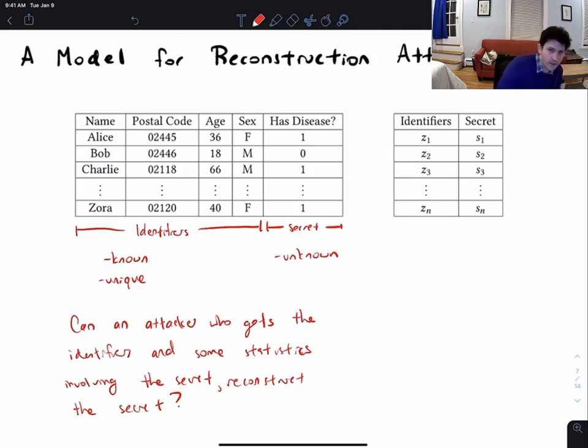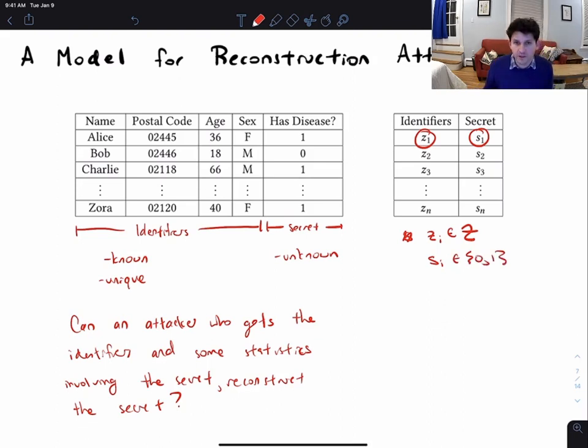So we want a simple model where we can strip away some of the complexity. What we're going to do is think of the database as having n rows, and each row is just going to have two parts. It's going to have the public identifier z_i and the corresponding secret bit s_i. So z_i lives in some set Z, and s_i just lives in {0, 1}.